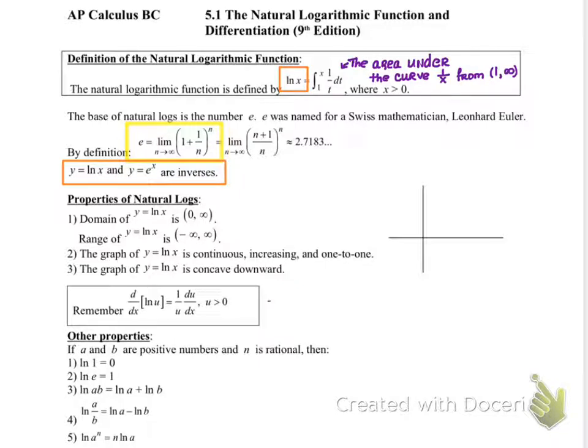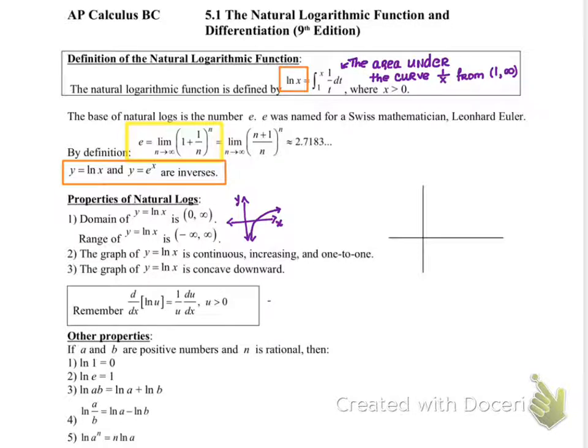and the range of the natural log of x is negative infinity to infinity, because your graph looks something like this. Oh, this is the y-axis. This is the x-axis. So your domain starts at 0 and keeps going on to positive infinity, and your range goes from negative infinity to infinity. The graph of y equals the natural log of x is continuous, increasing, and 1 to 1.